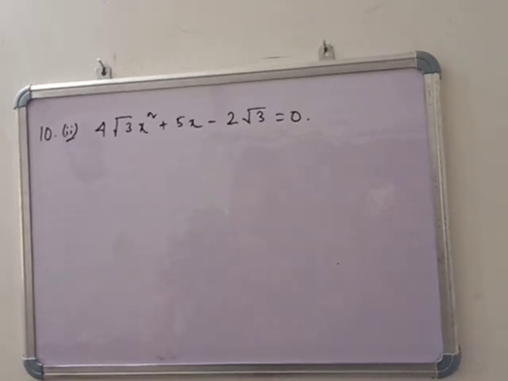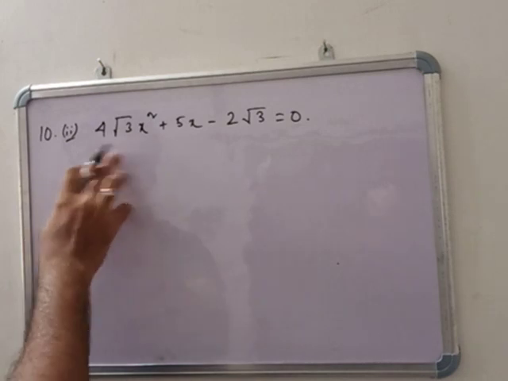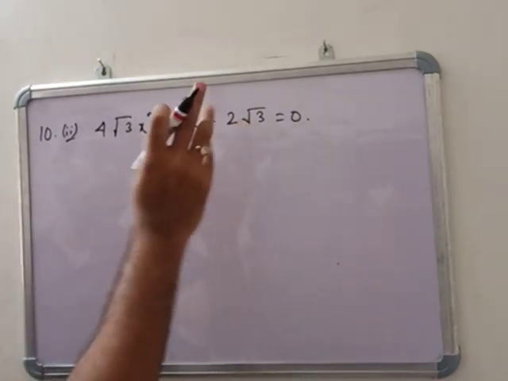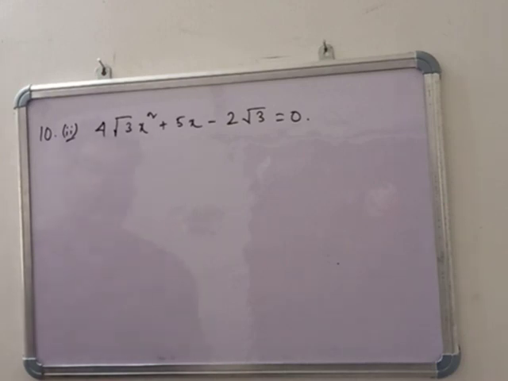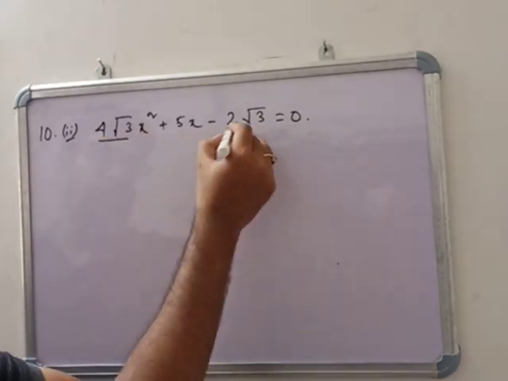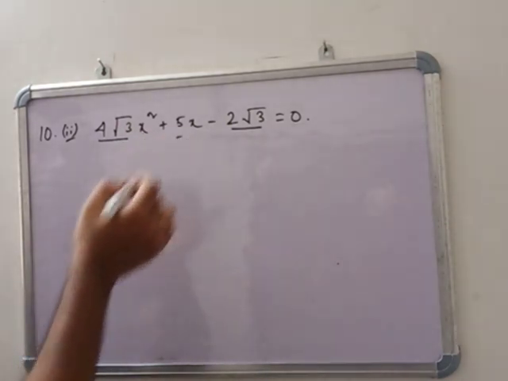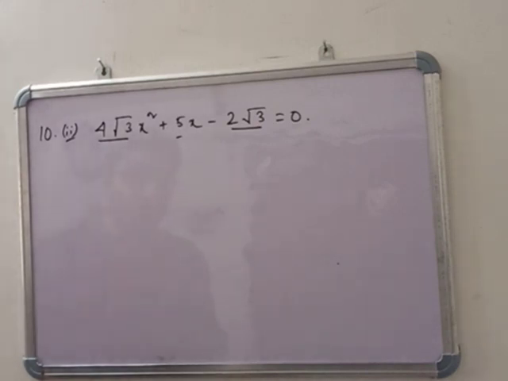Now in 10(2), see that 4 root 3 x square plus 5x minus 2 root 3 is given. Now multiply these two first. So 4 into 2 is 8, root 3 into root 3, so that means 8 into 3, this is 24. Now 24 divided in two parts, we get 5 here. So that is 8 into 3.